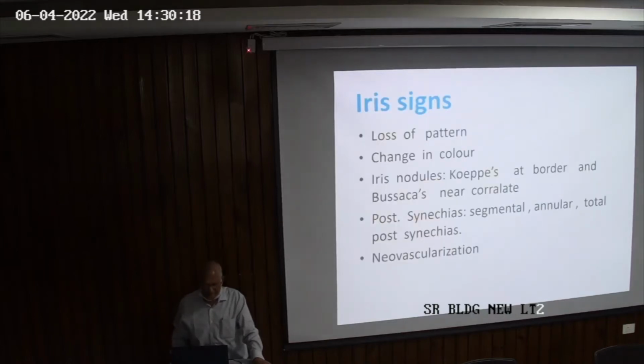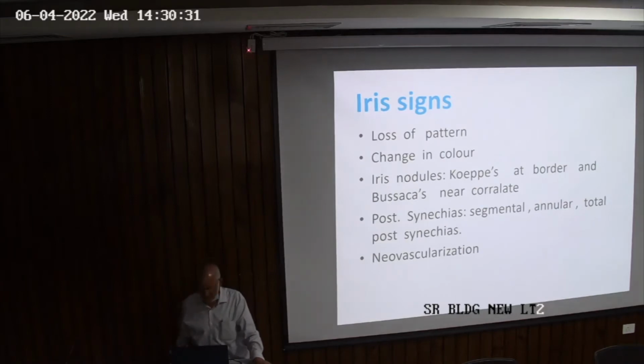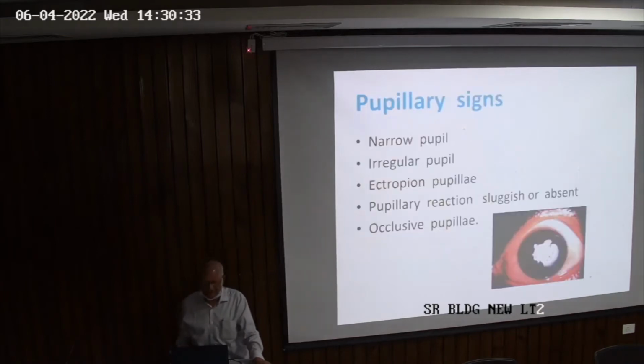Nodules and synechia: segmental, annular, total, and neovascularization. Neovascularization, you know what happens? Where does it occur? In diabetes or central retinal vein occlusion and the like. It causes neovascular glaucoma. These are the findings in the iris part. Pupillary signs: narrow pupil, because of fluid collection and pushing.